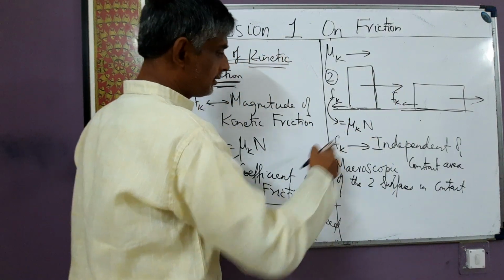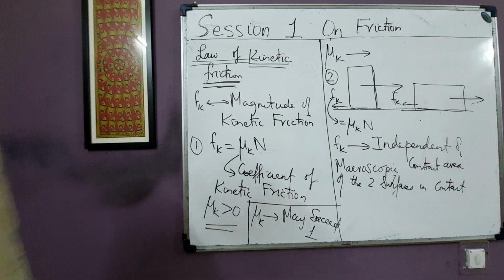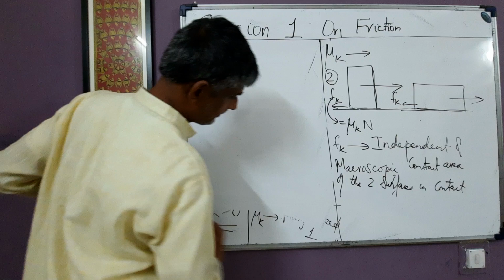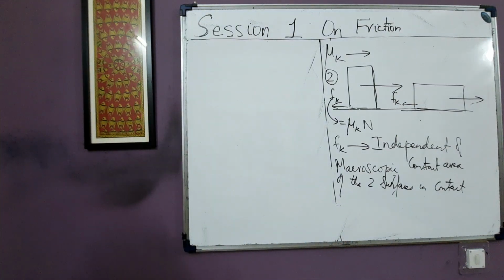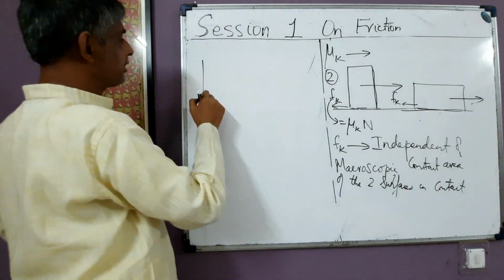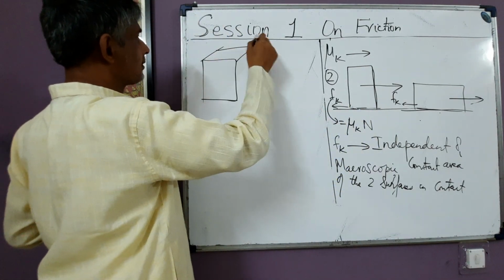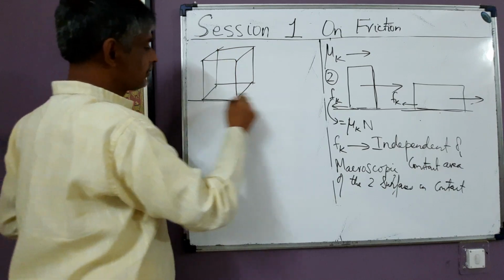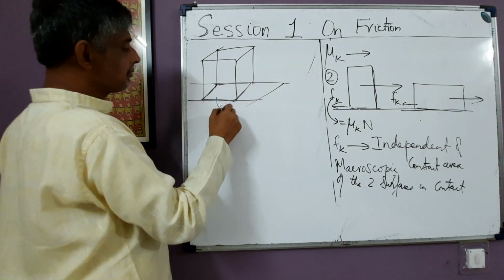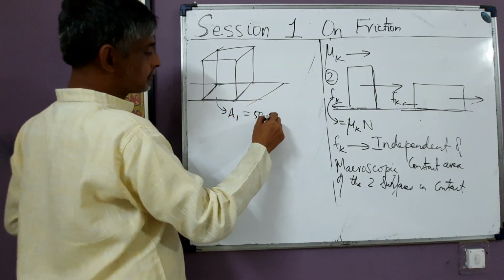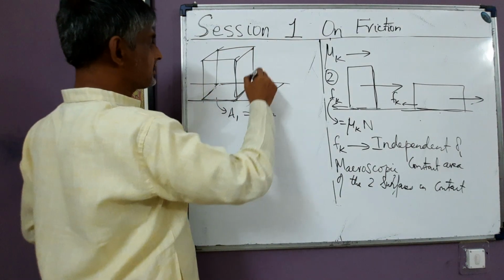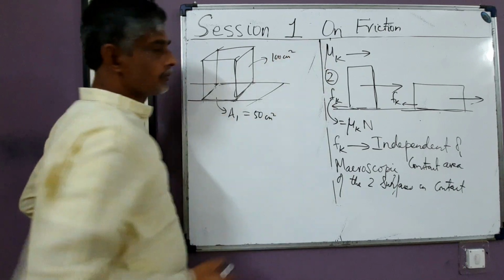Is it clear? See, I'll just explain it much more. Suppose I draw the 3D view of the object. This object lies on this rough table surface. Suppose this area is, say, A1, 50 centimeters square. This is the macroscopic contact area between these two surfaces. And suppose this area is, say, 100 centimeters square.